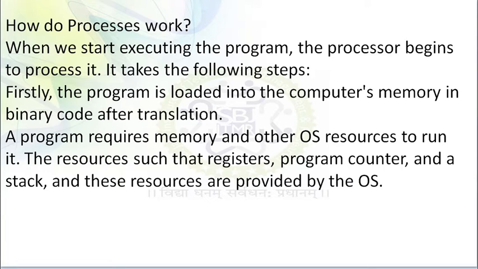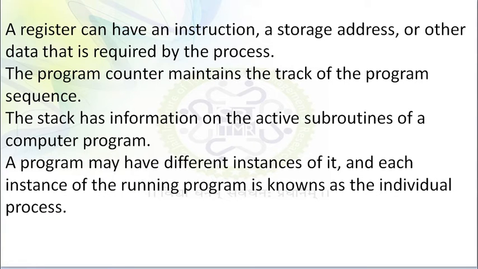How does a process work? When we start executing the program, the processor begins to process it. It takes the following steps. Firstly, the program is loaded into the computer's memory in binary code after translation. A program requires memory and other OS resources to run. The resources such as register, program counter, and a stack are provided by the OS.